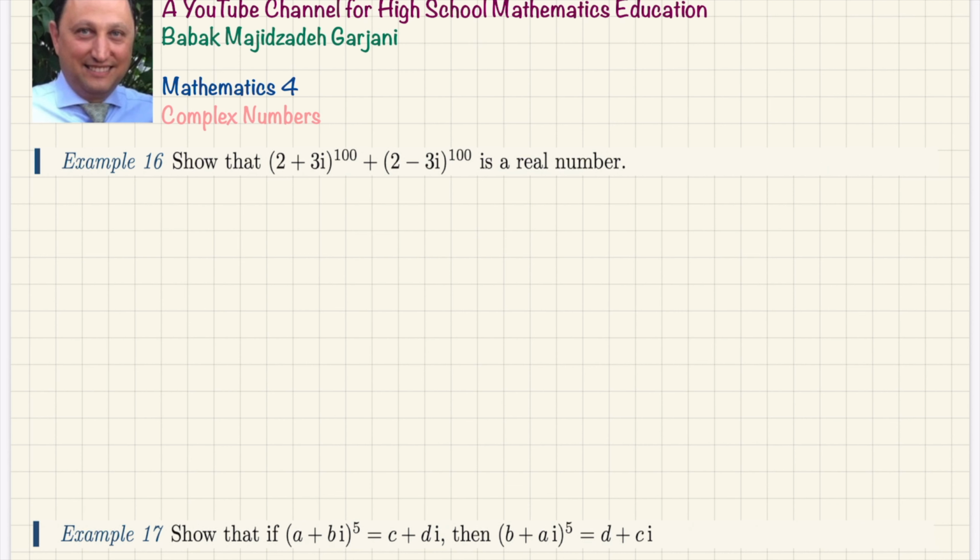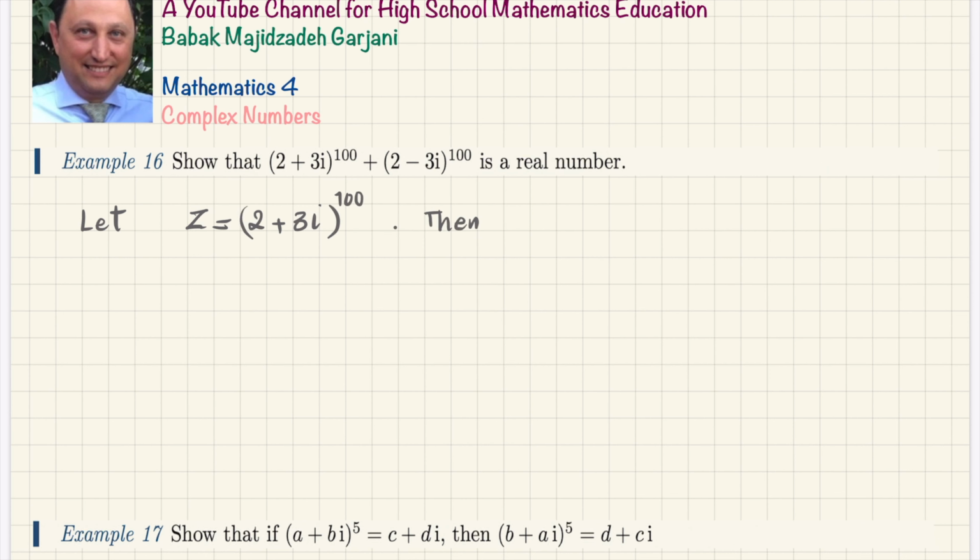Okay, yes? We can use the theorem that the sum of a complex number with its conjugate becomes 2 times the real part of it. And then that would be real. So what is left for you is to show that these are conjugates of each other. And so I need theorems, yes? So I would say, exactly, let z be equal to (2+3i)^100.